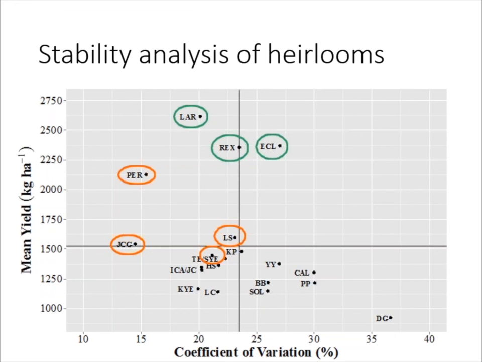So there they are, high yield. 2 of them, Rex and Lariat, also have a pretty low coefficient of variation, meaning not only are they high yield, but they're consistently high yield. They're in that category that is really valuable. Eclipse is showing a little bit more variability. Now I have orange circles around those heirlooms that are in or very near that upper right quadrant. One's called Perigian.